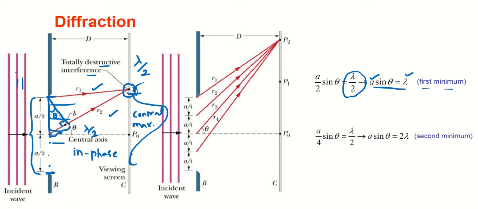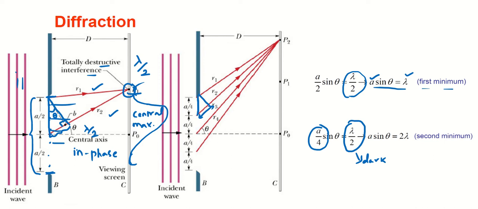Now, suppose you divide the slit into four parts, a by 4, a by 4, a by 4, a by 4, and you take the path difference between any two rays. They also will give a path length difference of lambda by 2 to have a dark fringe. So one particular a by 4 part of the slit will give you a path length difference of lambda by 2.